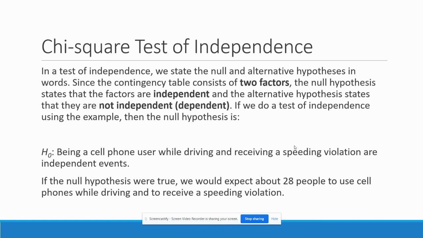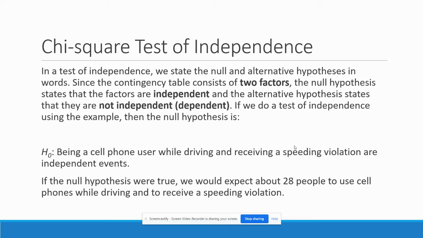So in a test for independence, we state the null and the alternative hypothesis in words. Since the contingency table contains two factors, and again, I'm using factors, but basically I'm talking about variables, the null hypothesis states that these factors are independent, and the alternative hypothesis states they are not independent, okay? Not independent is another way of saying they're dependent. They depend on each other to happen. When A happens, then B happens, and vice versa.